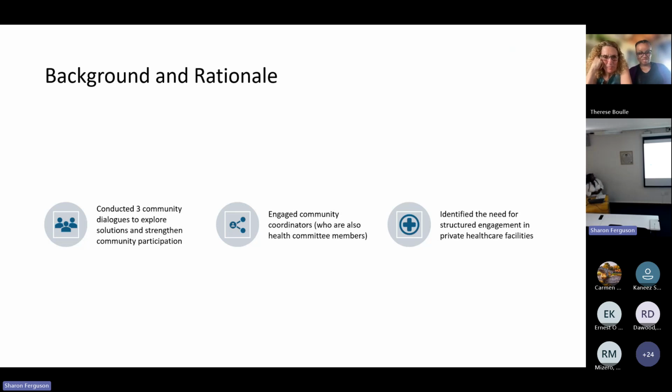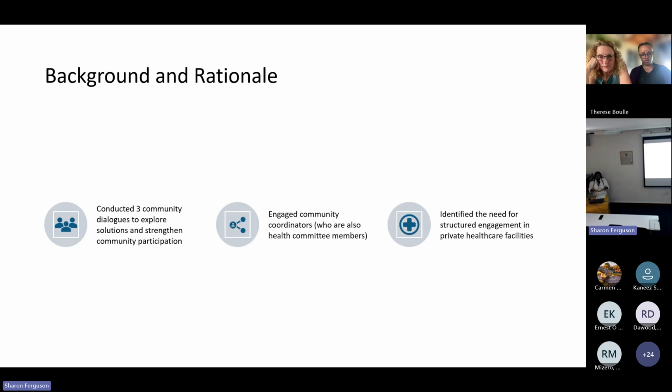After we conducted the research, as my colleague highlighted, we went on to do 3 community dialogues in Western Cape, that is Haricharan and Klipfontein, and in Mandela Bay in the Eastern Cape, where we tried to share the research findings and explore some of the strategies that we could adopt and suggest as a potential intervention. We also had a series of engagements with our community coordinators, who are health committee members, to try and find the ideal intervention that we could introduce as part of that.